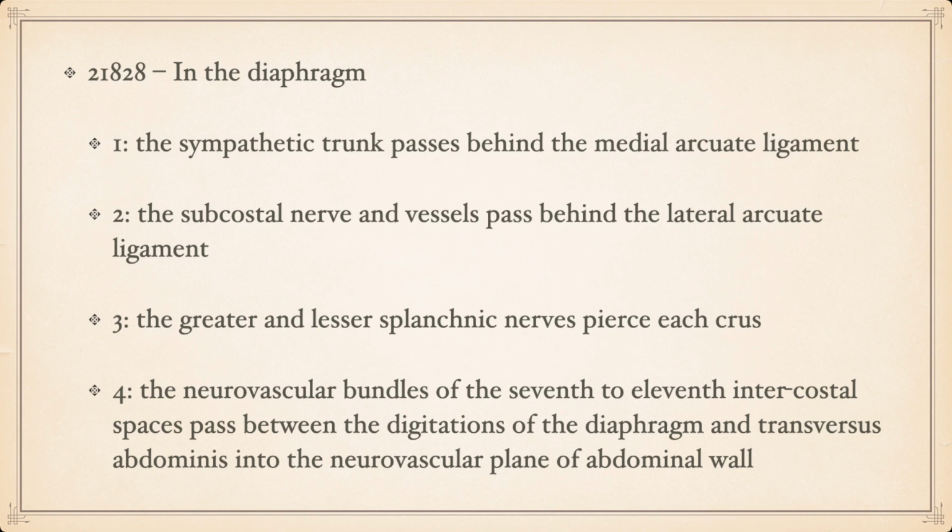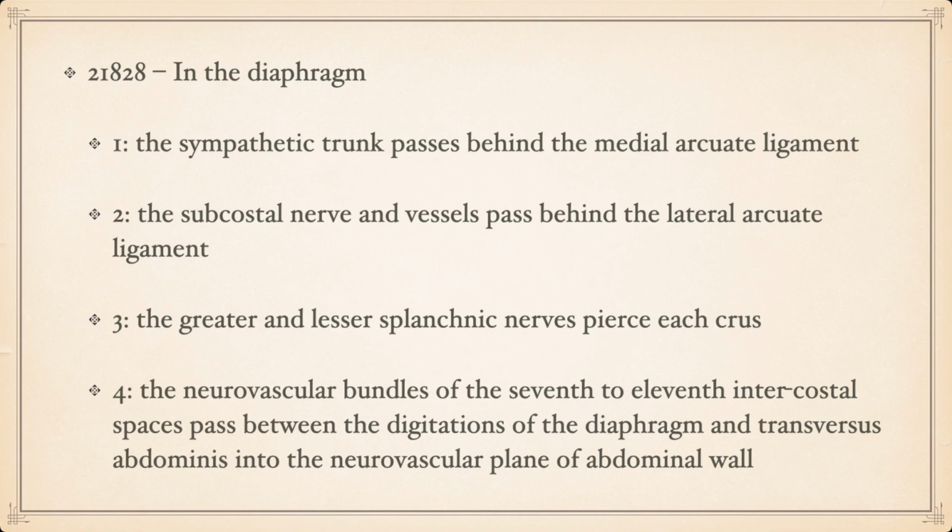Okay, again, these are all true. So the sympathetic trunk does pass behind the medial arcuate ligament, and the subcostal nerve and vessels do pass behind the lateral arcuate ligament, as well as the greater and lesser splanchnic nerves piercing each crus. You have to refer back to our discussion regarding the foramina of the diaphragm and what goes through what and at what level.